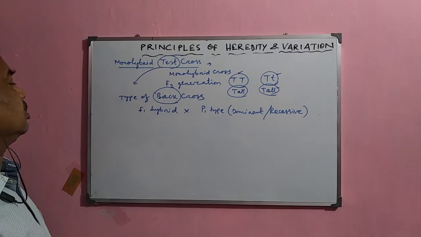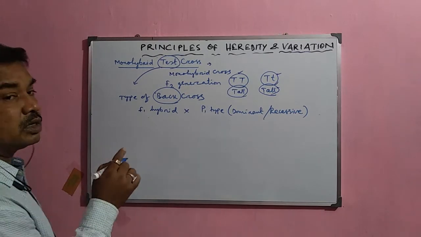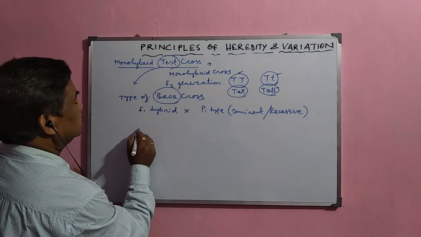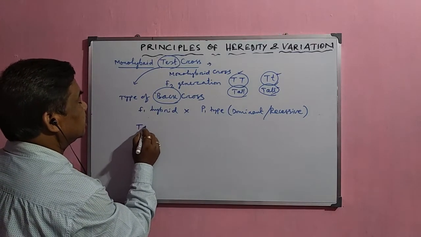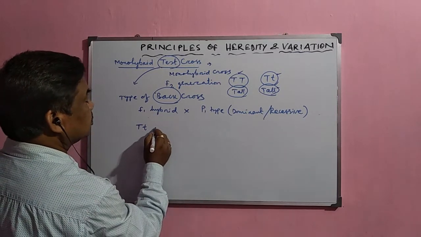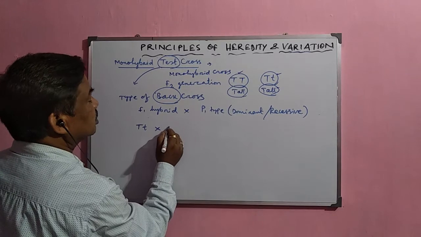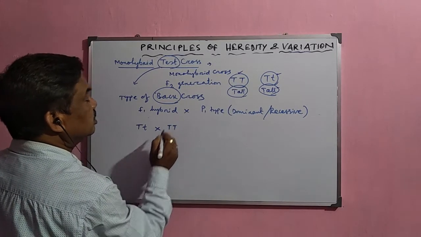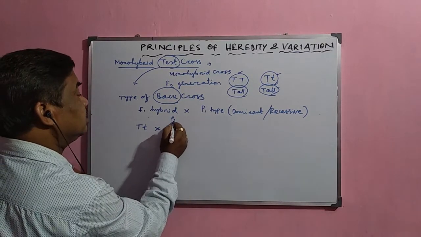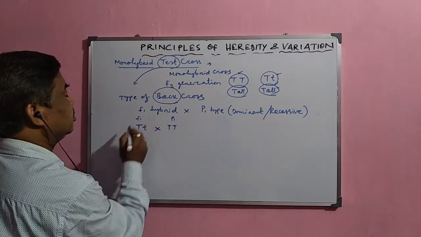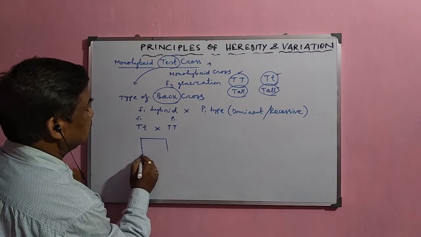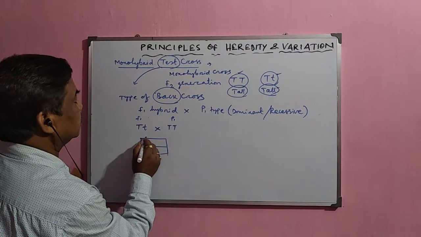Now how is this back cross done here? Suppose we take the example of the tallness and shortness character. Suppose the F1 hybrid is capital T small t. Now when it is crossed with capital T, the homozygous dominant parent, the P1 generation, and it is the F1 hybrid. Now what is the result here? Look at the result.